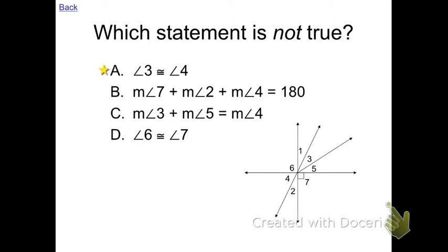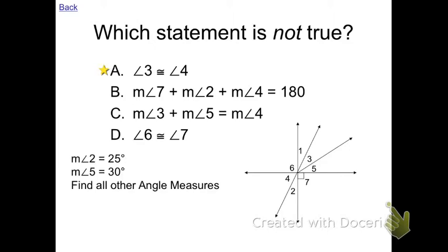Okay, one last step here. Given that the measurement of angle 2 is 25 degrees and the measurement of angle 5 is 30 degrees, find all the other angle measurements. So angle 2 is 25 degrees, angle 5 is 30 degrees. Let's start with angle 1. Angle 1 is vertical with angle 2, so angle 1 must be 25 degrees also, because they're vertical.